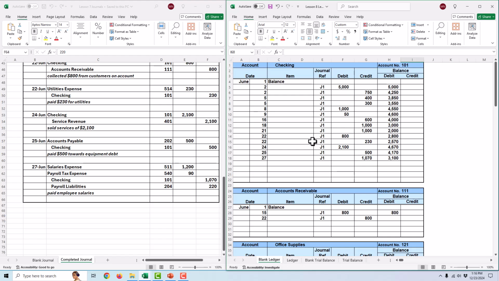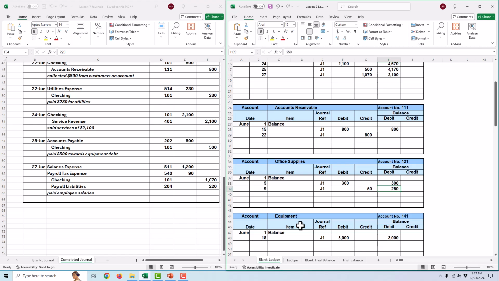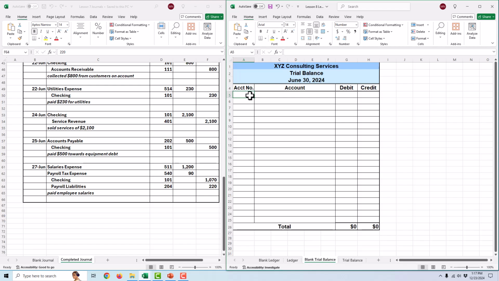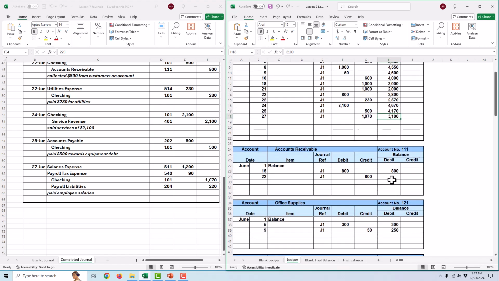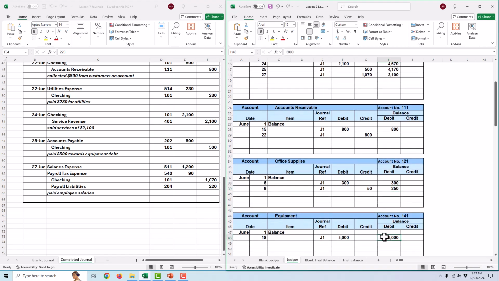Now what I would do to check my work is go back and get all of the ending balances and put them into the trial balance. Here's the blank trial balance. I would put the account number, I would put the account name, and then I would put the ending balance and make sure it goes in the correct column. For example, checking had a $3,100 debit balance. And I would just do that for every account. Look to see what the last transaction was and what the balance was after that last transaction.